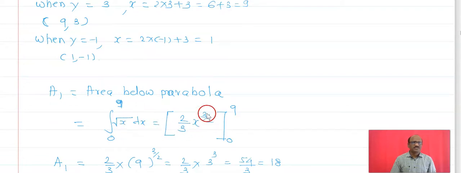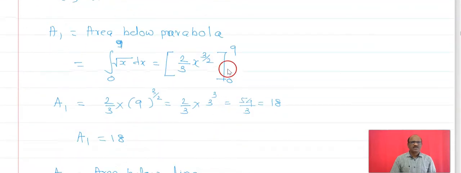What's its integral? x raised to 3 by 2 upon 3 by 2. It means it's multiplied, that is 2 by 3 into x raised to 3 by 2. Lower limit is 0, upper limit is 9. Now replace x by 9. That is, A1 is equal to 2 by 3 into 9 raised to 3 by 2. What's here? 9 raised to 3 by 2 is (3 raised to 2) raised to 3 by 2. The 2 gets cancelled and you will get 3 raised to 3. 3 raised to 3 means what? 27. 27 into 2 is 54. 54 upon 3 is equal to 18. Therefore, A1 is equal to 18.